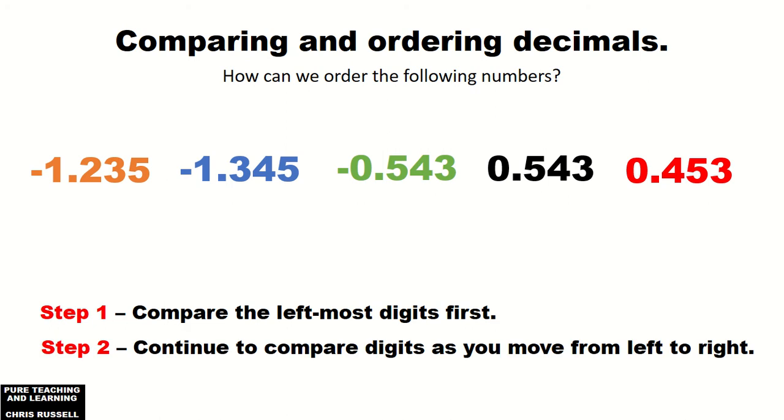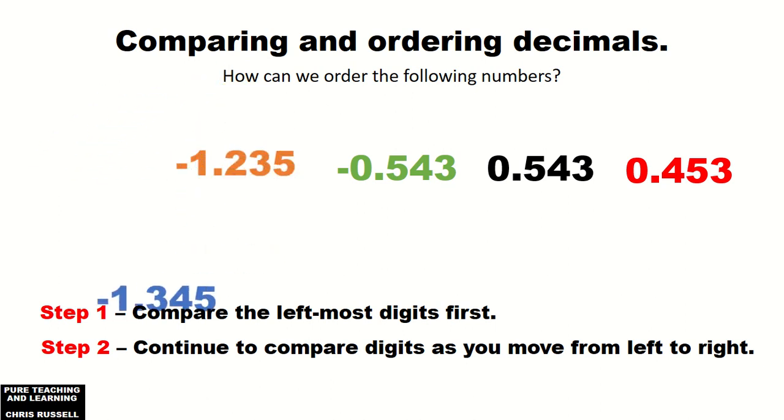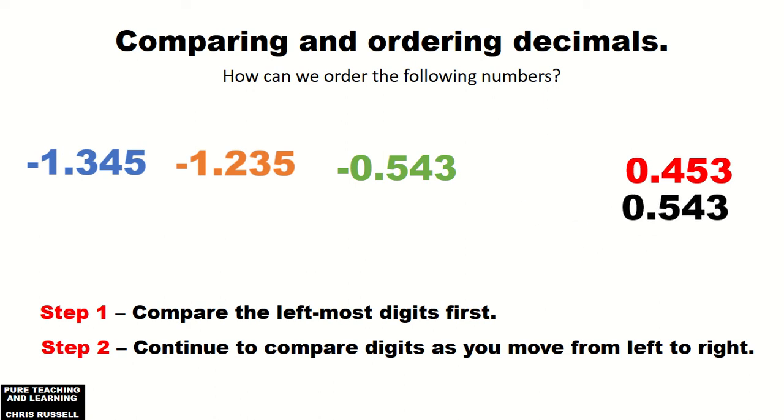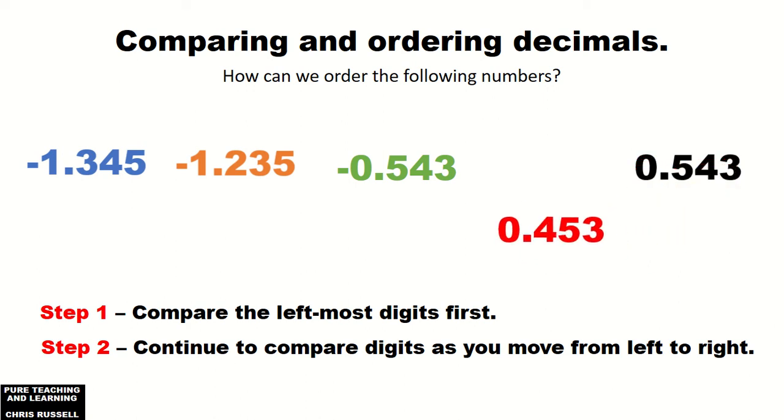Now step 2, we continue to compare digits as you move from left to right. So now what we're going to do, we're moving in what we call ascending order. And there we go. Ascending order means from smallest to largest.